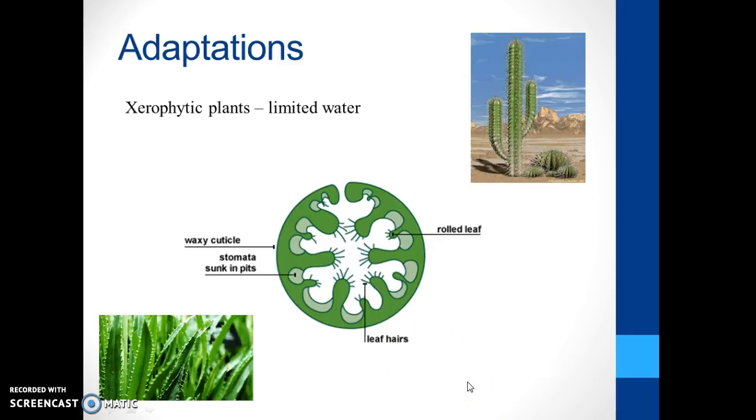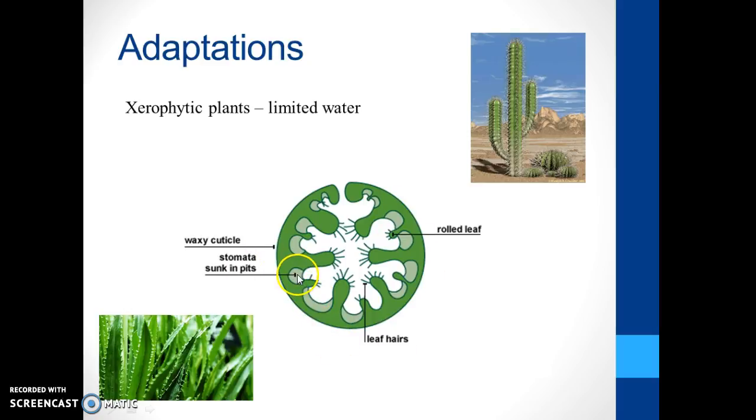Adaptations then, obviously this all works very effectively if the plant loses water from its leaves and has water in the soil to get more water in. There are plants that live in very, very dry places, such as cacti and aloe vera, and they have very different adaptations. So a thick waxy cuticle, the wax being made from lipids, which are waterproof, and so they prevent the water from just leaving.